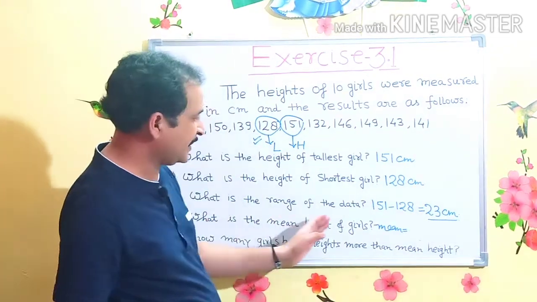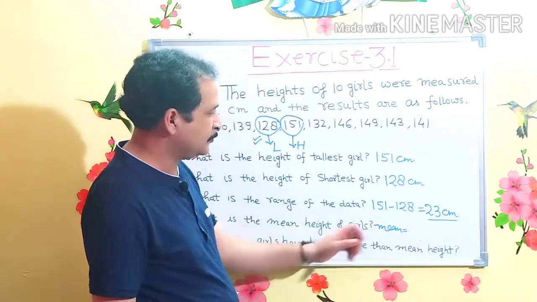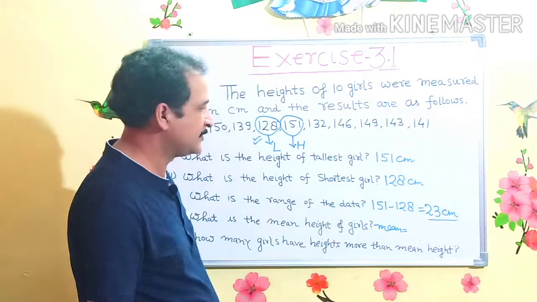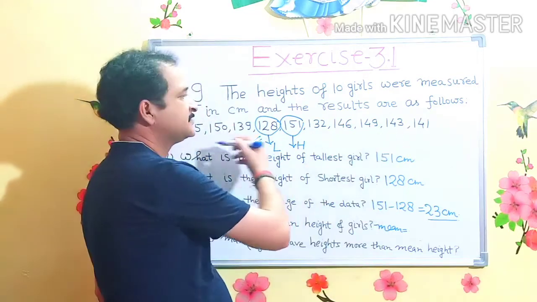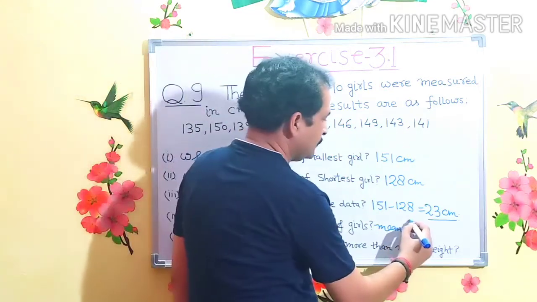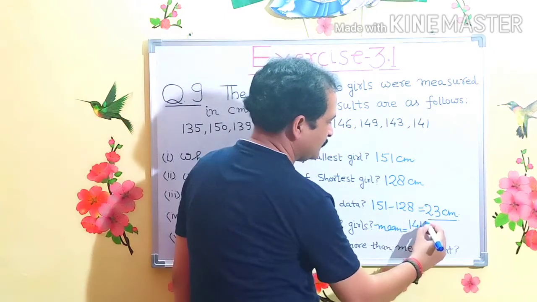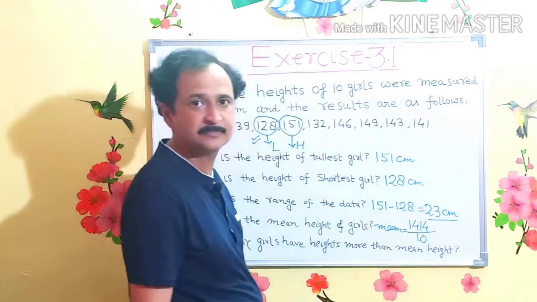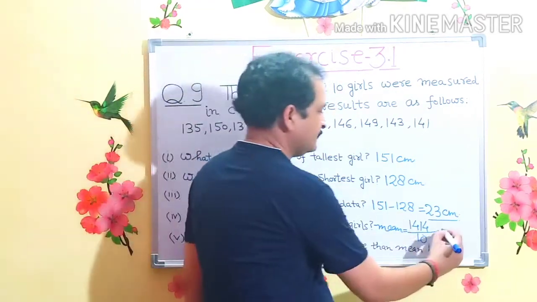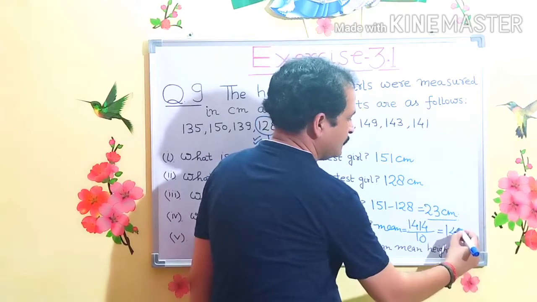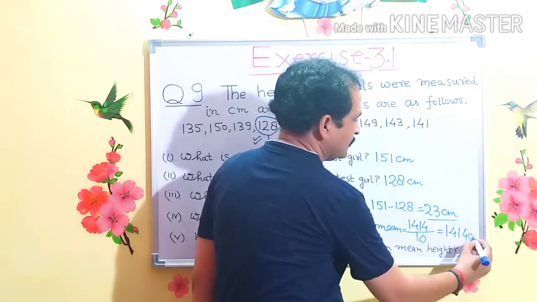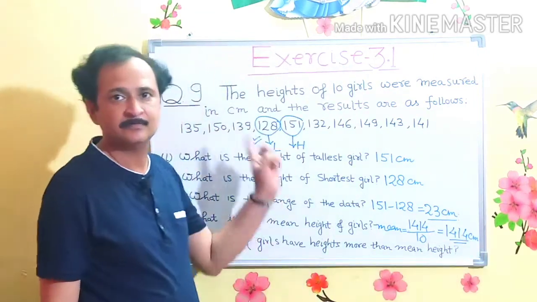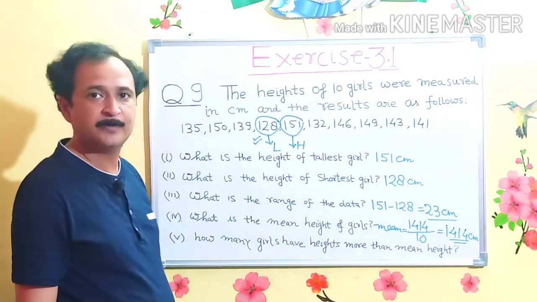So what is the mean height of girls? We know that mean is equal to sum of all observations upon number of observations. अगर आप इन सारे observations का sum करेंगे तो वैल्यू आएगी सम की 1414 and how many observations are there? 10 girls, so 10 observations. So the value is 141.4 centimeter. It means mean of this data is 141.4 centimeter.